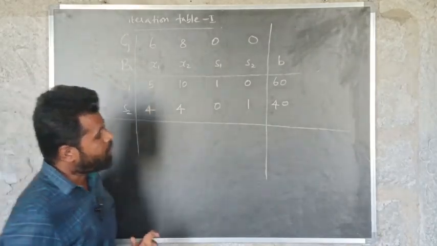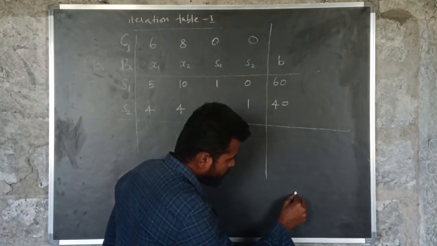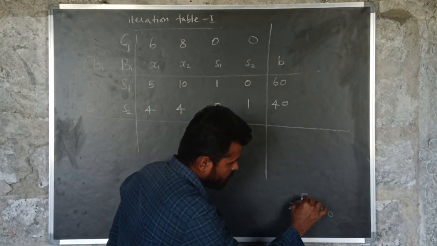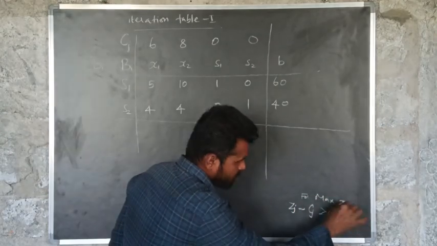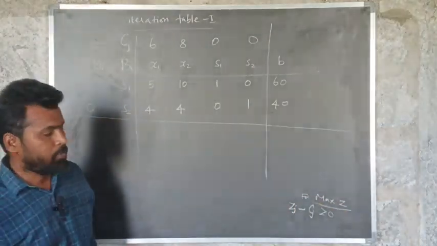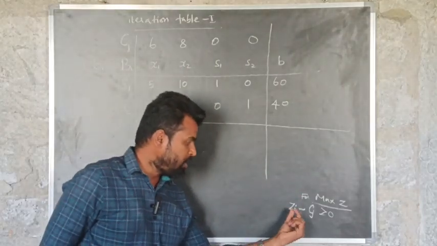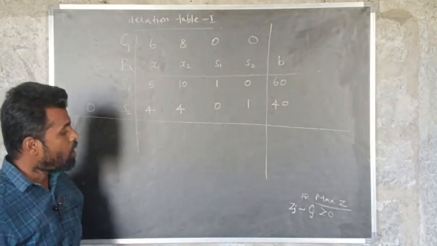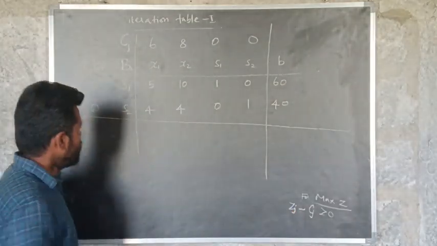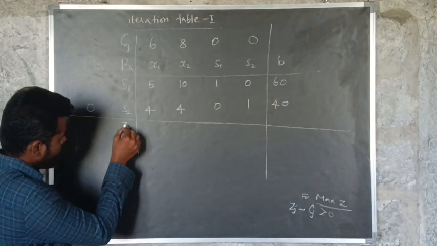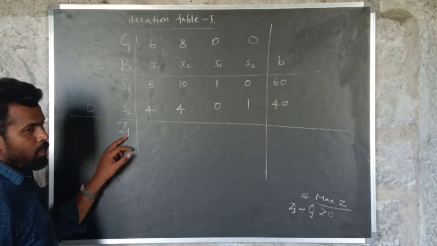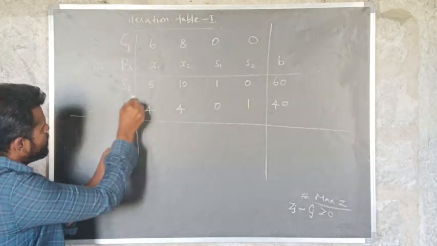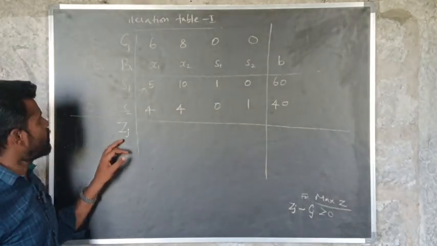Our optimality condition, which you have to remember, is Zj minus Cj greater than or equal to 0 for a maximization objective function. Our objective function is maximize, so we have to find Zj minus Cj. The Cj values are given in the first row at the top of the iteration table. How are we going to calculate the Zj values? Remember, this column value I am going to multiply with the values inside the table.